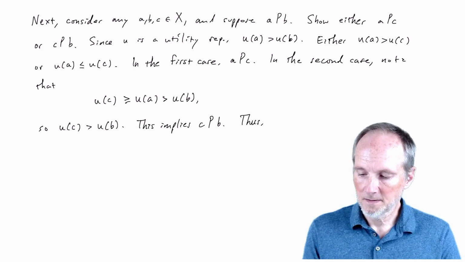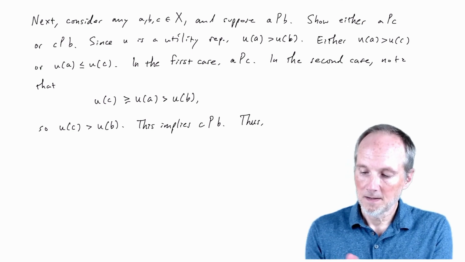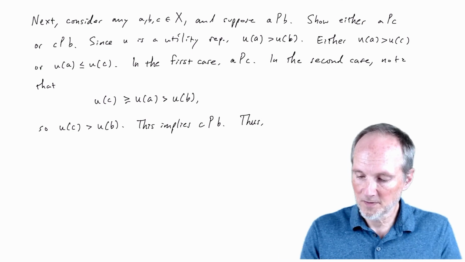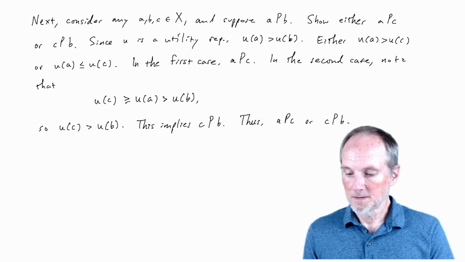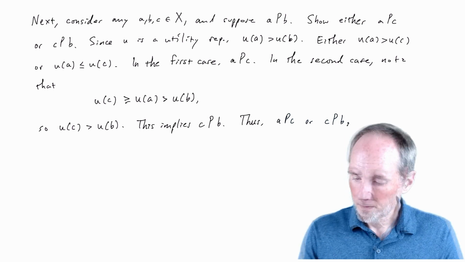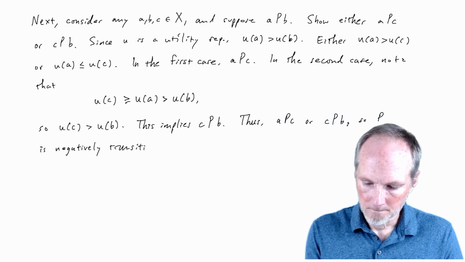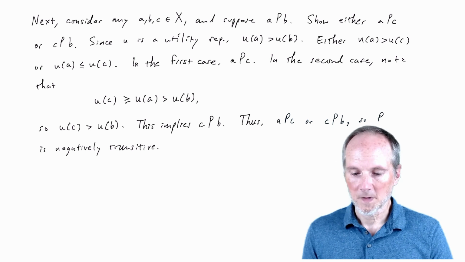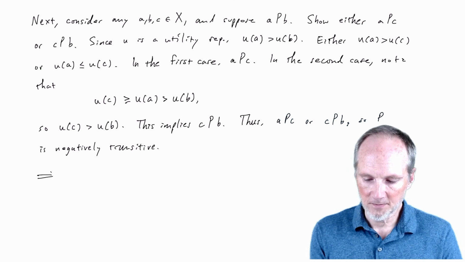So we've shown that in either of these two cases, in the first case A is preferred to C, and in the other case C is preferred to B. So we know the desired condition holds, and this implies that P is negatively transitive. In other words, it's a weak order. So this completes the first half of the proof, the left to right direction.